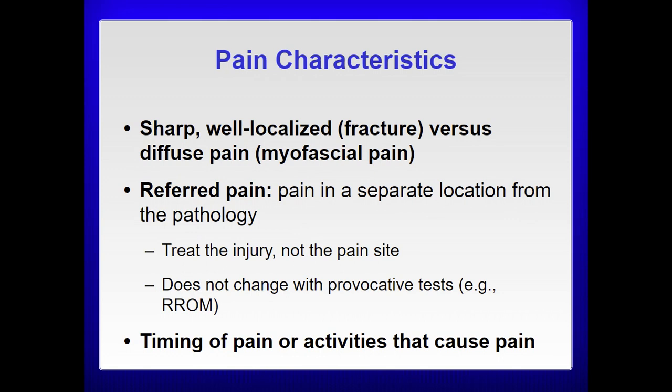And those referred pain patterns can be different as well. We all know that if you're having a heart attack, you might have pain in the left shoulder, neck, and jaw. Appendicitis is going to be in the lower abdomen, right groin area. Kidneys are going to be in the back. Okay? But we're also going to ask them on a pain scale.